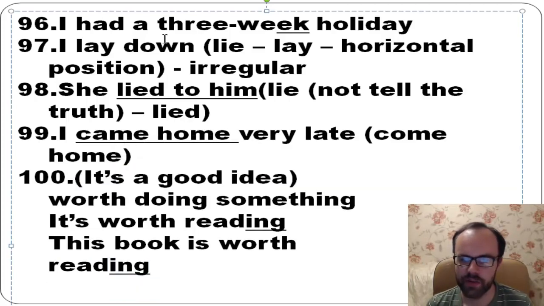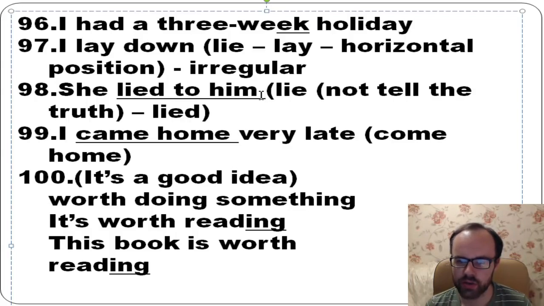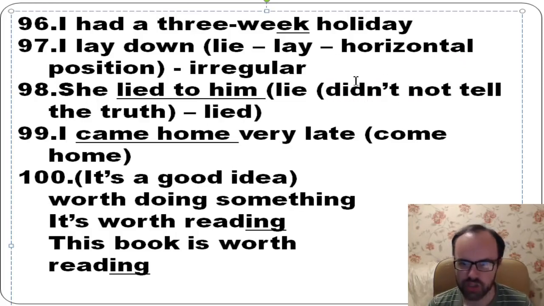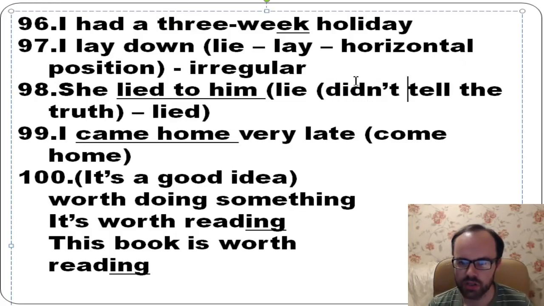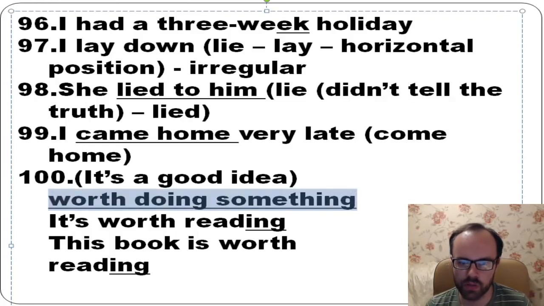So, I had a 3 week holiday. I lay down. Lie, lay, about horizontal position. This verb is irregular. She lied to him. She lied, not tell the truth. She didn't tell the truth. I came home very late. Come home without any preposition. It's a good idea. So worth doing something. It's worth reading. This book is worth reading.